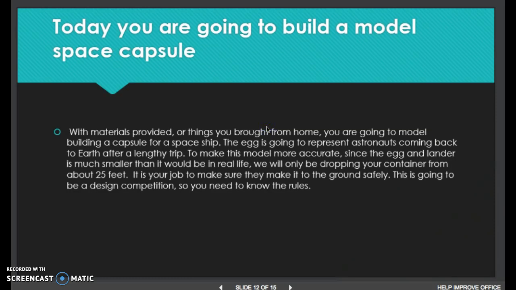So, what do we have? Well, today you are going to be building a model space capsule. With the materials provided or things you brought from home, you'll build this capsule for a spaceship. The egg is going to represent the astronauts coming back to Earth after their lengthy trip. To make this model more accurate, since the egg and lander are much, much smaller than they would be in real life, and the materials are much different, we're only going to be dropping this container from about 25 feet out the window up here. It's your job to make sure that everything makes it to the ground safely.